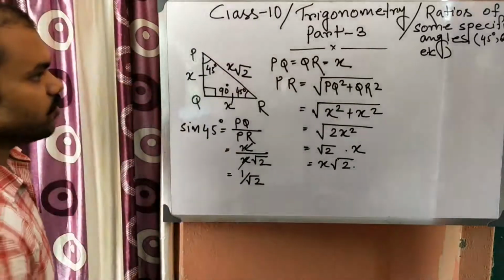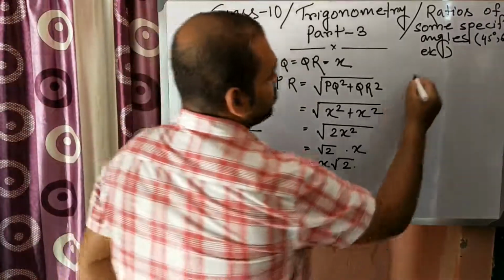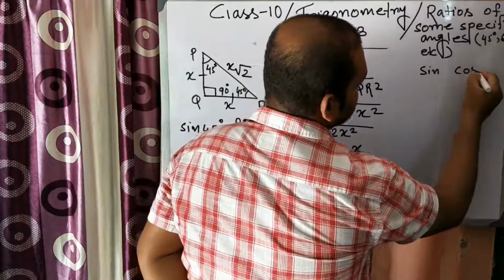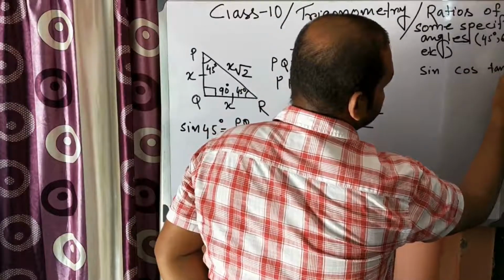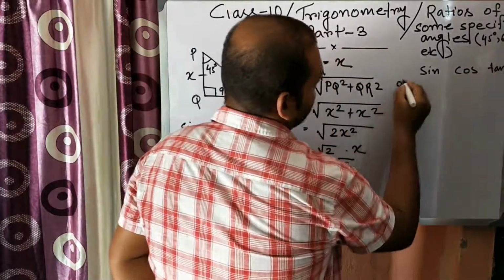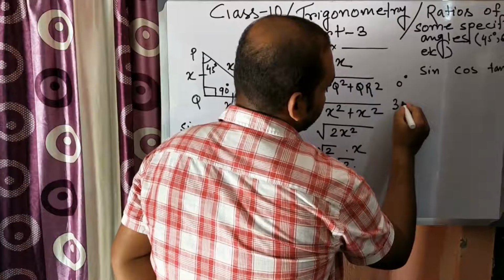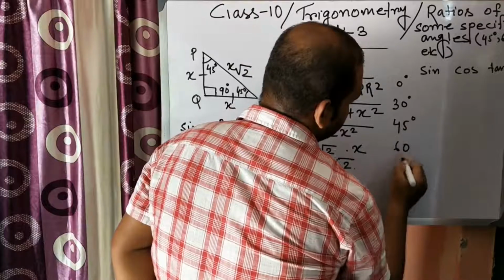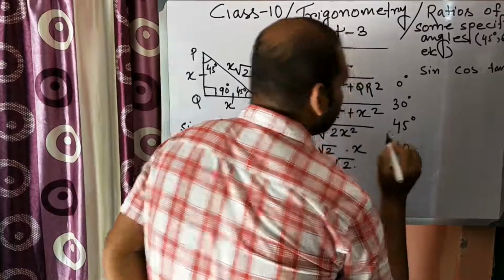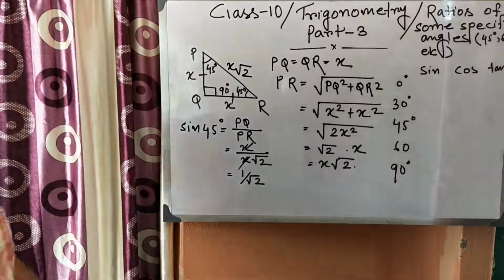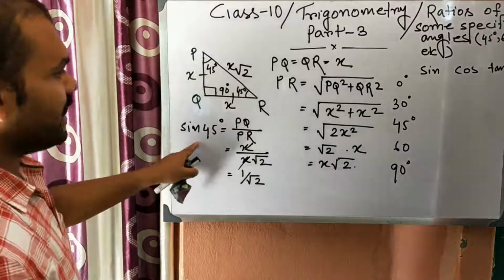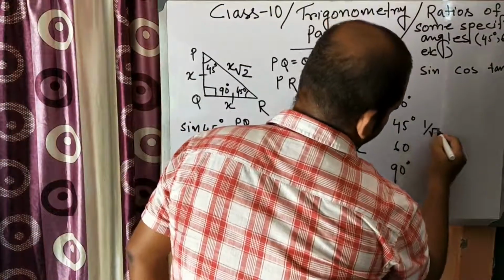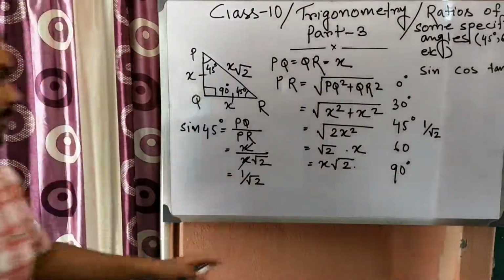Okay, so let's make a table. At first 0 degree, then 30 degree, then 45 degree, then 60 degree, then 90 degree. We'll find out all the values. So for 45 degree, sine 45 degree, write down 1 by root 2. So we are making the table here.